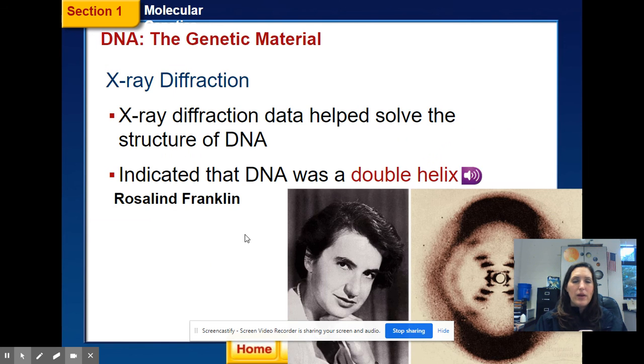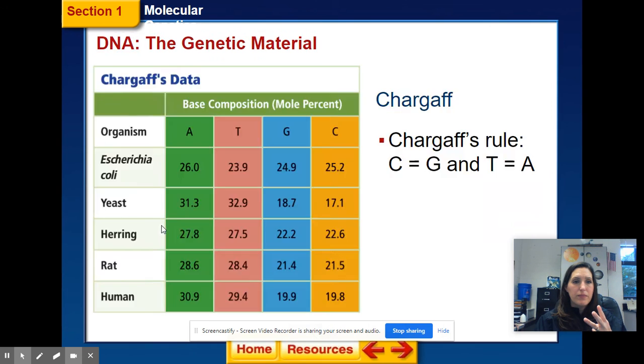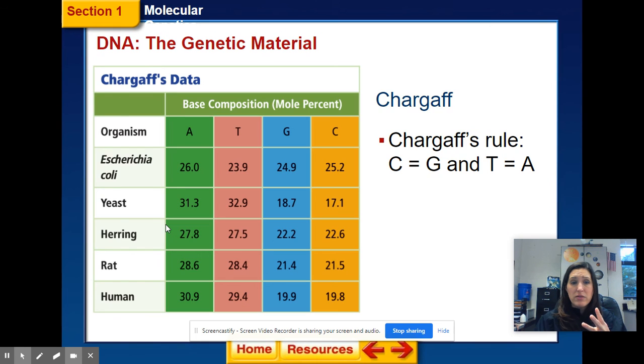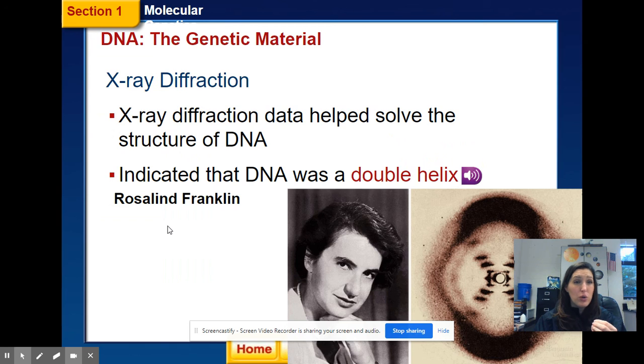Okay, all right. So up until this point, we know it's genetic material. We know it's a nucleotide. We know it's nucleic acid. We have what a nucleotide is. We have Chargaff's rule with the base pairs for the nitrogenous bases. So we're getting closer to discovering DNA.